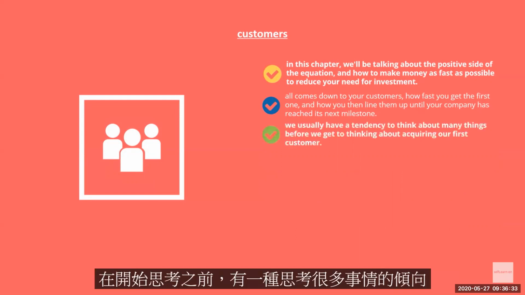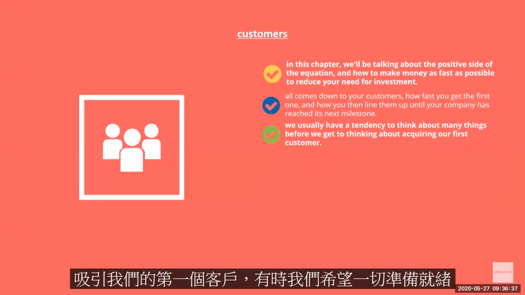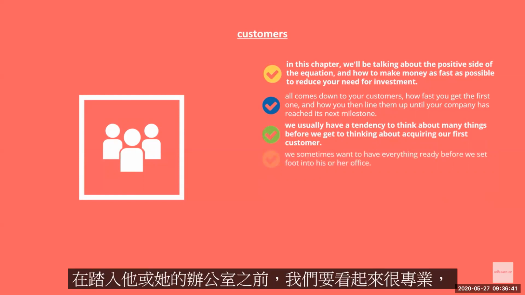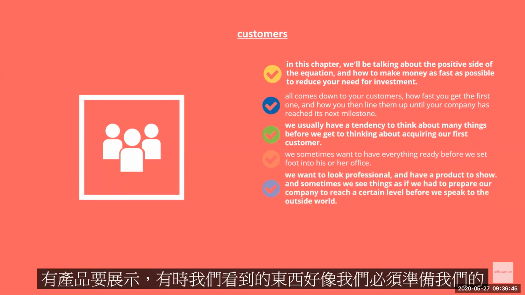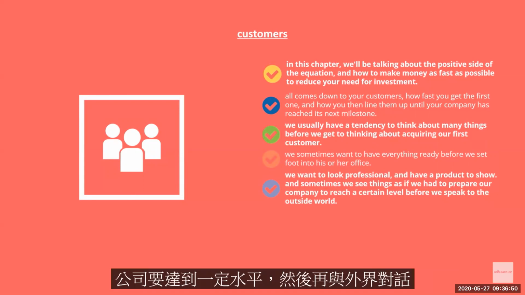We usually have a tendency to think about many things before we get to thinking about acquiring our first customer. We sometimes want to have everything ready before we set foot into his or her office. We want to look professional and have a product to show. And sometimes we see things as if we had to prepare our company to reach a certain level before we speak to the outside world.